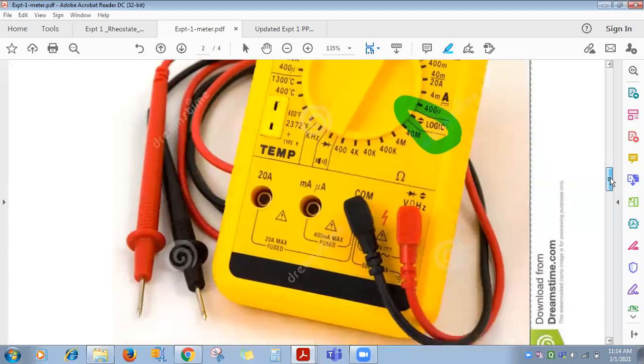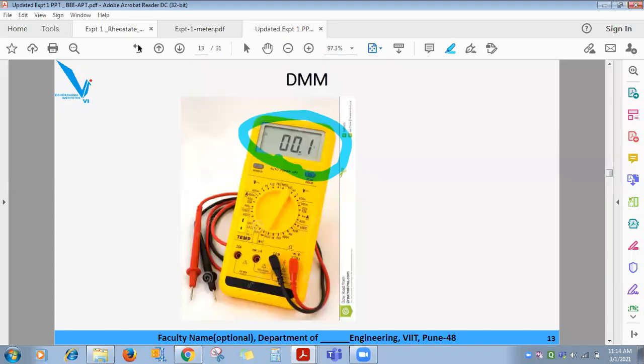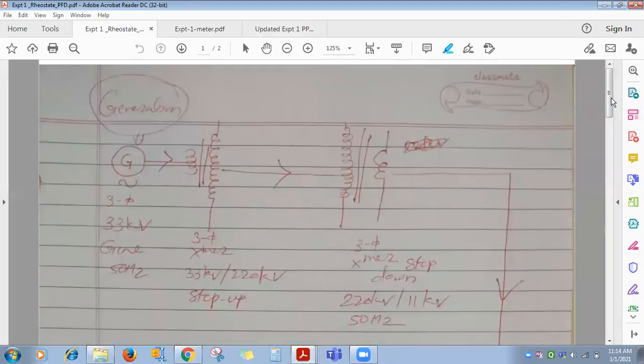So DMM is clear. You watch videos on YouTube on how you can use DMM for all these applications. Okay, so you will be familiar with that. Videos are available.